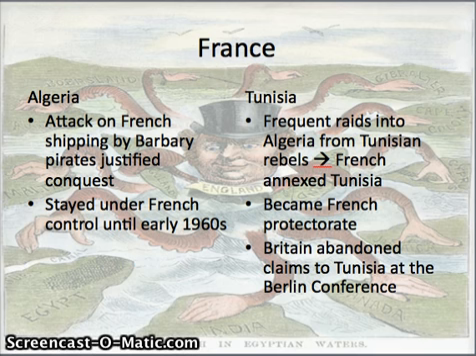All right, then Tunisia, how do they get hold of that? Well, in 1881, France is going to annex Tunisia, and they're going to justify that because Tunisian rebels keep raiding Algeria, so they see this as sort of an act of war on an area that they already control. And this is going to allow France to establish Tunisia as a French protectorate. Britain at first had claims to Tunisia, but during the Berlin Conference, they abandoned these claims.